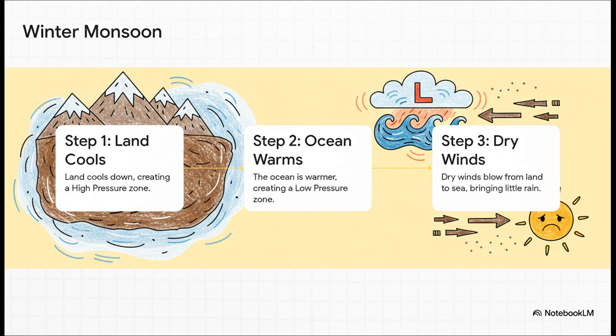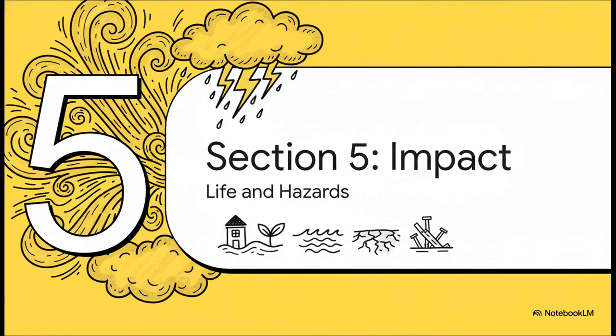And then, in winter, the whole thing just flips on its head. The land cools down really fast, becoming a high-pressure area. Now, the ocean is warmer in comparison, so it's the low-pressure spot. The wind reverses direction and blows from the dry land out to the sea. That's why there's very little rain. See? It's all about that one golden rule.